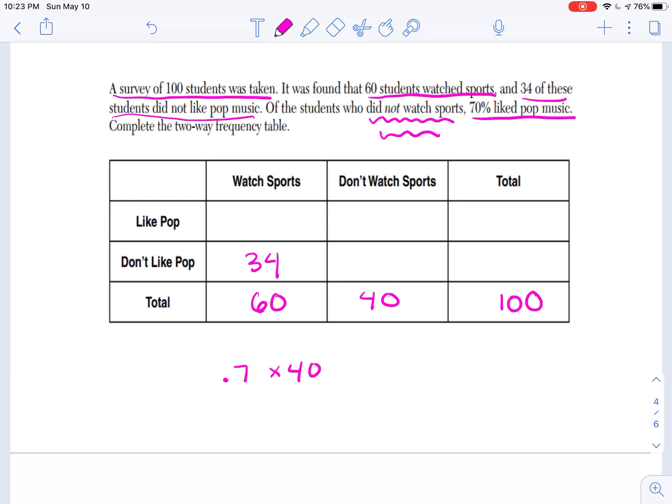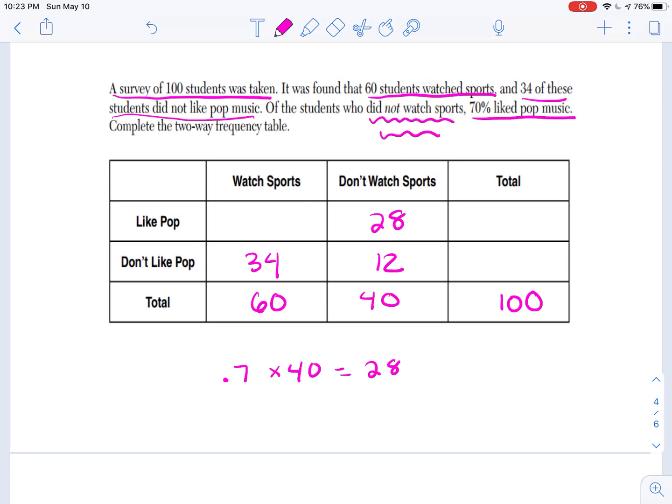Well, we find that 70% like pop music. So what is 70% of 40? We multiply 0.7 times 40. And we get 28. Okay, 28 students. If we divided 28 by 40, we get 0.7, which is the 70%. So 28 goes in this box.